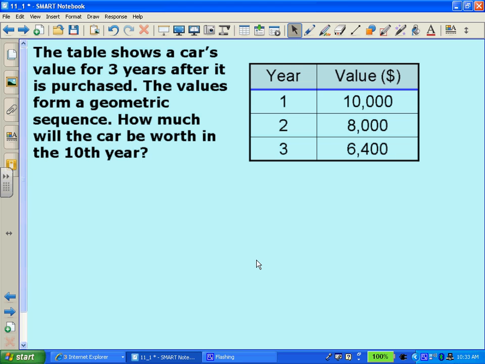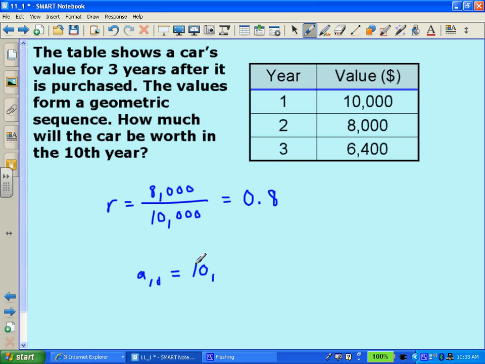And then finally, they will put it into story problem form. So the table shows a car's value for 3 years after it's purchased. The values form a geometric sequence. How much will the car be worth in the 10th year? Well, first of all, I have to figure out what r is. And remember, to get r, I take a term of the sequence and divide it by the term before it. I believe here I'm going to get 0.8. So my common ratio is 0.8.